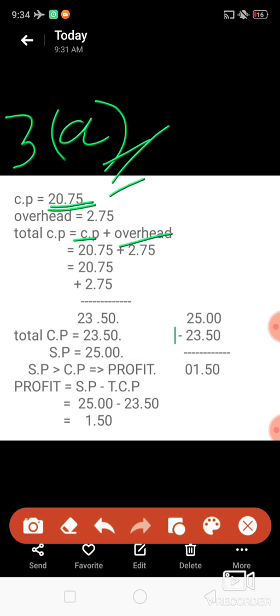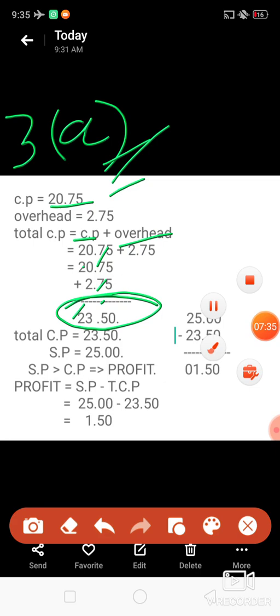So we are adding CP plus overhead. CP is given how much? 20.75. So we have written here 20.75 plus overhead. Overhead is given how much? 2.75. So 2.75 we have added. Now we are adding both of them, 20.75 plus 2.75. After adding, 5 plus 5 we'll get 10. For 10 we are writing 0 here. Then 7 plus 7 is 14, and plus 1 is 15, we are writing 5. Then this one is carried, so 2 plus 1 we are getting 3, and this 2 will come here. So overall total cost price we are getting 23.50.